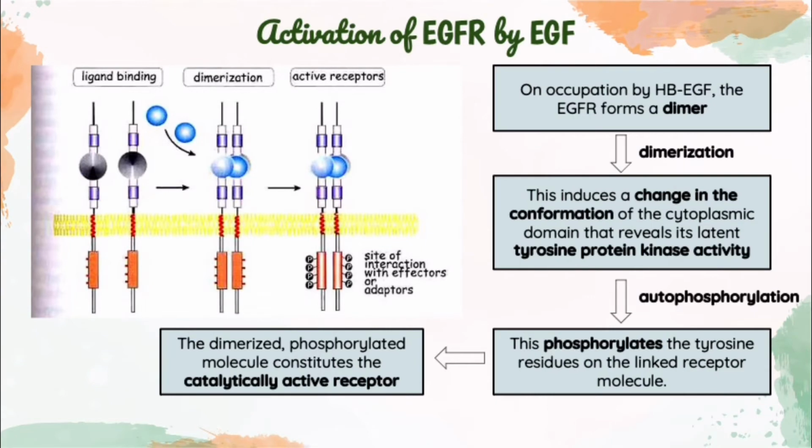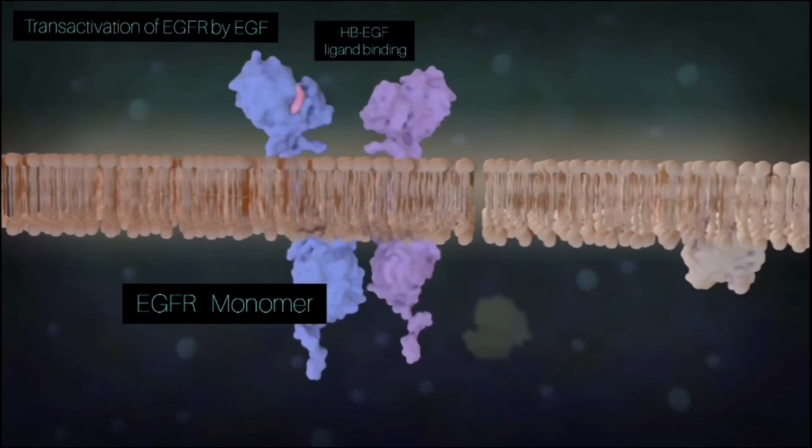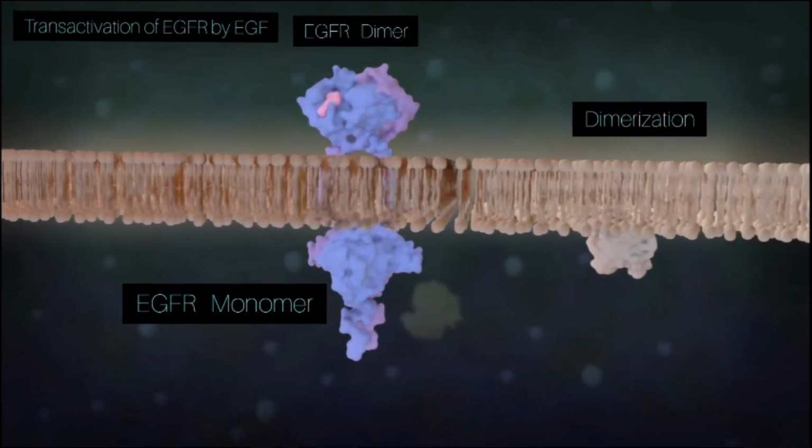Following the binding of HB-EGF ligands on the EGFR is the activation of EGFR by EGF. On occupation by HB-EGF, the EGFR forms a dimer through dimerization. This induces a change in the conformation of the cytoplasmic domain that reveals its latent tyrosine protein kinase activity. Through autophosphorylation, this phosphorylates the tyrosine residues on the linked receptor molecules. The dimerized phosphorylated molecule constitutes the catalytically active receptor. HB-EGF released on wounding acts as a ligand that binds to EGFR monomers and promotes dimerization.